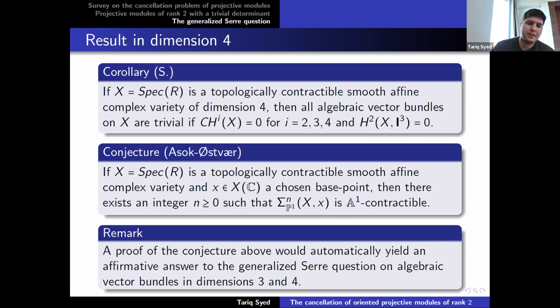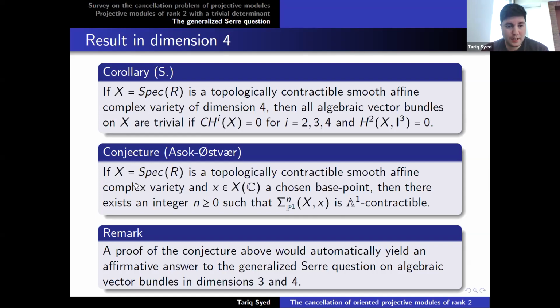Now there's a conjecture by Asok and Østvær asserting that if X is a topologically contractible smooth affine complex variety, and if we choose a base point, then there should at least be a non-negative integer n such that the n-fold P1 suspension should be A1 contractible. So that's just a conjecture, motivated by some results of Asok and the motivic conservativity conjecture.